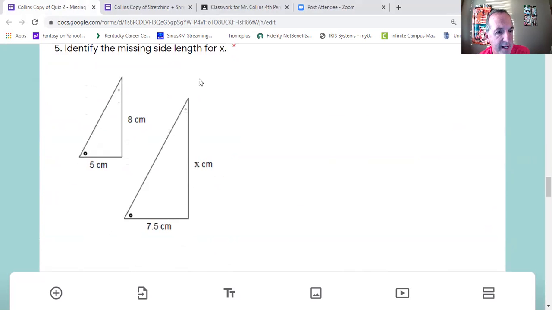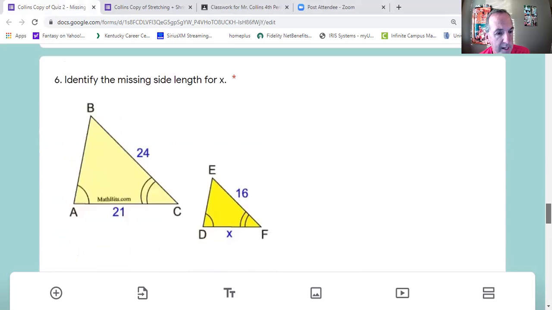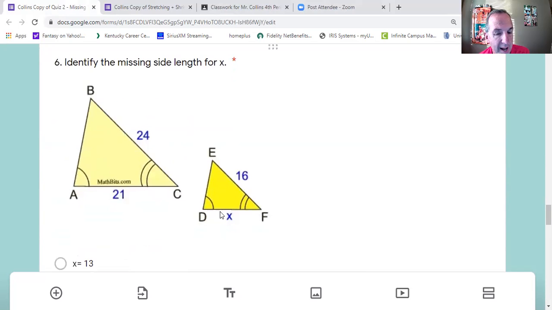Let's go down to the next example. Identify the missing side length for X. You know how to do this now. Again, in this example, it's on the large figure. So our scale factor, first of all, is going to be greater than 1. So in this case, we're going to divide 7.5 by 5 and then multiply it by 8 to get our X. And then when we go down to 6, in this case, our X is on our smaller figure. So first of all, the scale factor is going to be less than 1 because we're going from big to small. Okay.